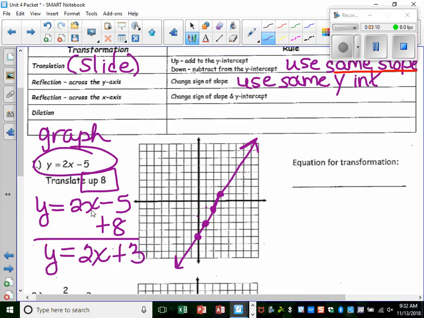So obviously 8 minus 5 is 3. So I could also do this. Here's my y-intercept at -5. I could count up 8. 1, 2, 3, 4, 5, 6, 7, 8. And I do end up at +3. So you can count up to 3. Okay, but you will need to write the transformation equation over here.